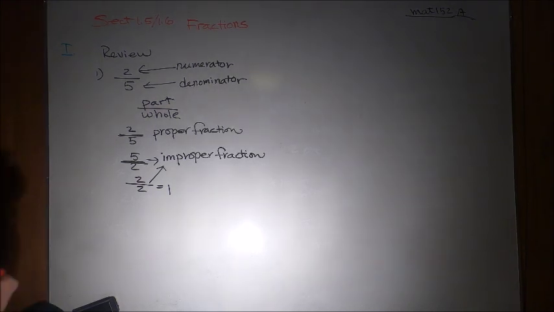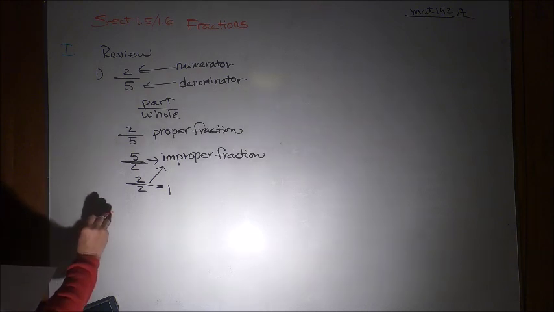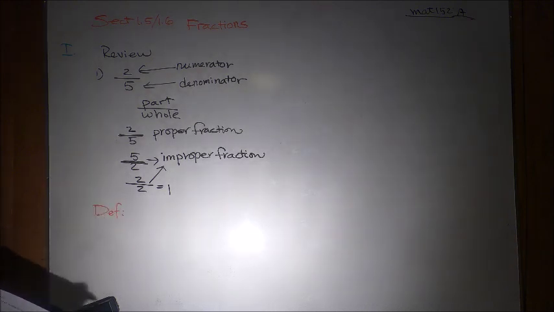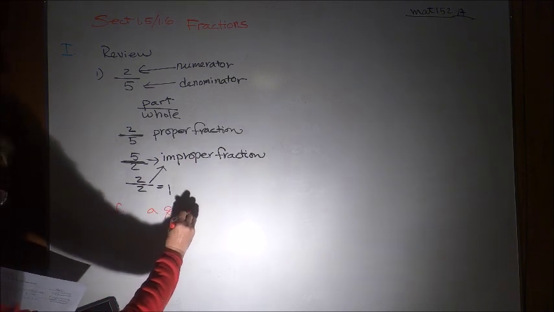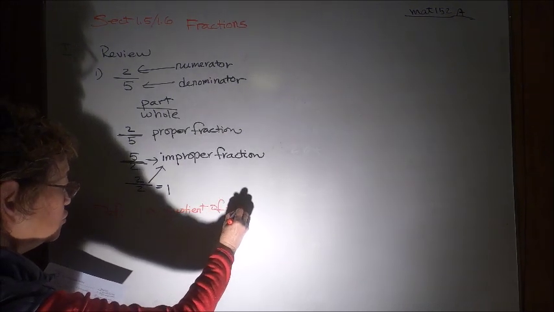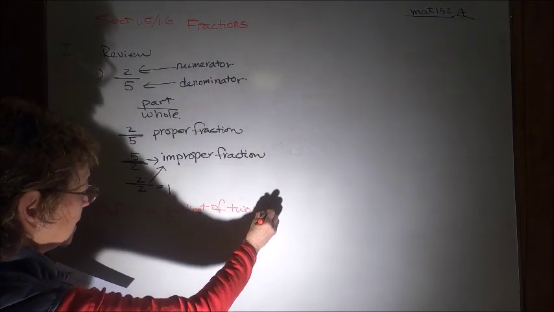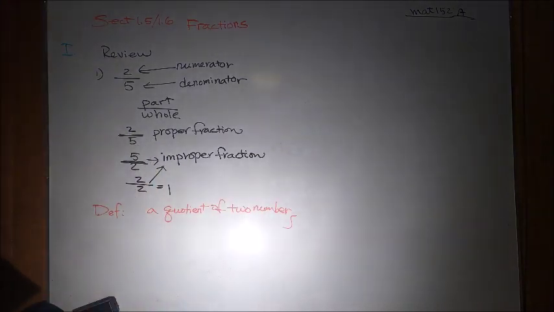What kind of things we call a fraction? So the definition we say this way. A fraction is what? We call it a quotient, right? A quotient of 2 numbers. Is that right? 2 numbers, either big one or small one.